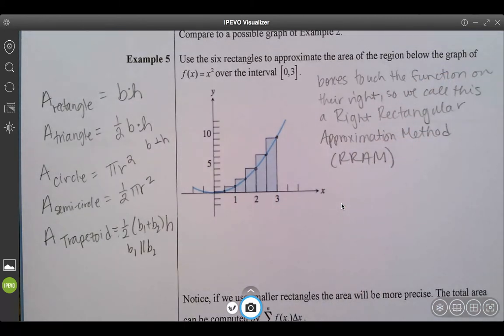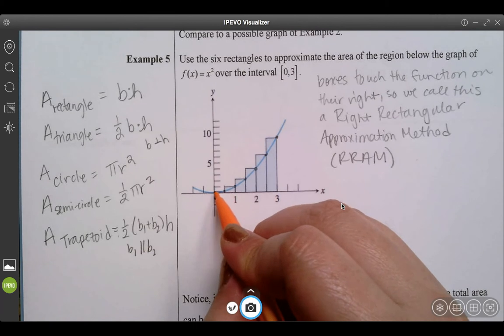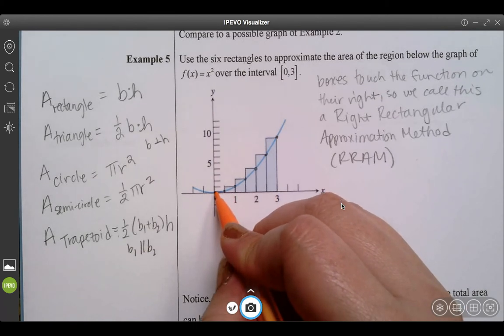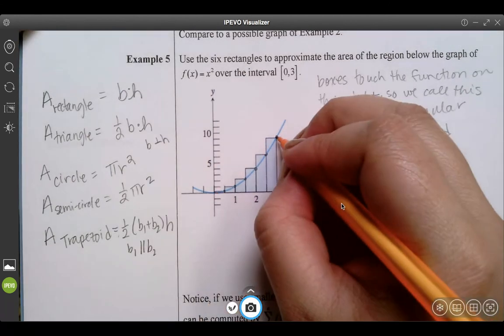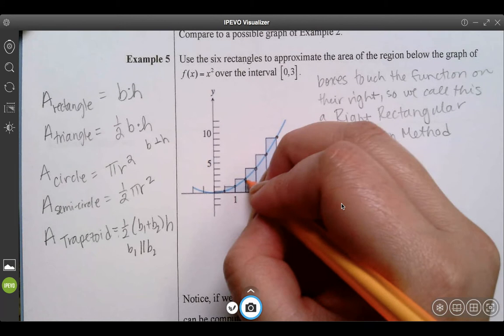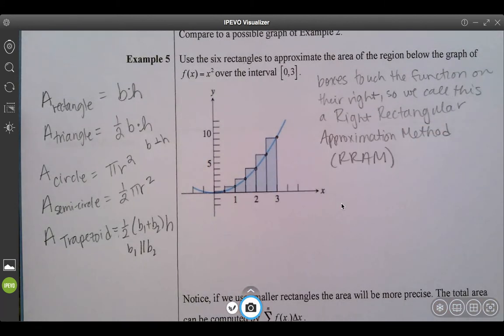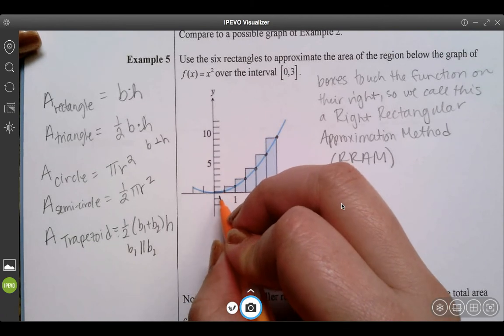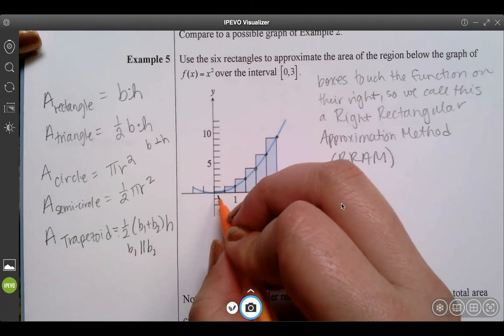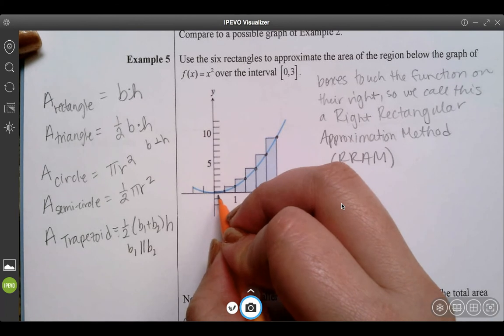Now, if I made the boxes from the function on the left point, then it would be a left rectangular approximation method. So really we're saying, where do these boxes touch the graph? If it's on the right of the box, then it's a right rectangular approximation. If they touch on the left, then it's a left rectangular approximation method. And if we're looking at this, we're going to need to find the area of each of these rectangles, and so we need the base and the height.